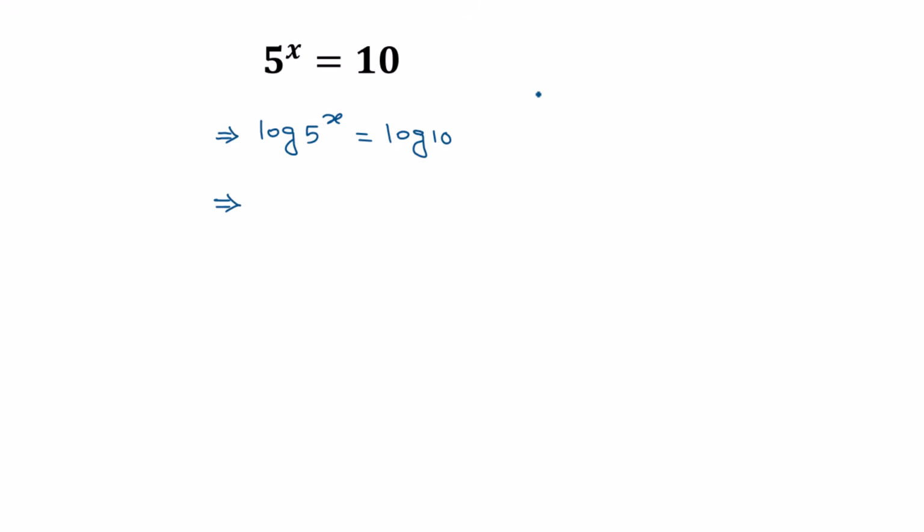Now applying this formula: log of a to the power b is equal to b times log of a. Applying this formula, we take 5 as a and x as b. So it will be x times log of 5.